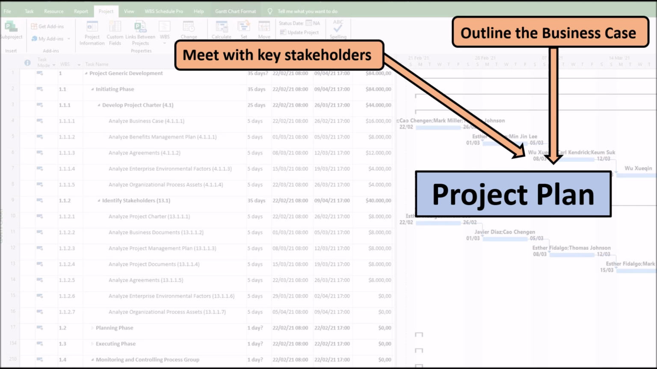Meeting with them is crucial to get a better idea of what the project management plan should include and what is expected of the final deliverable. Strong stakeholder relationships can help to facilitate trust, credibility, understanding, collaboration, and cooperation.